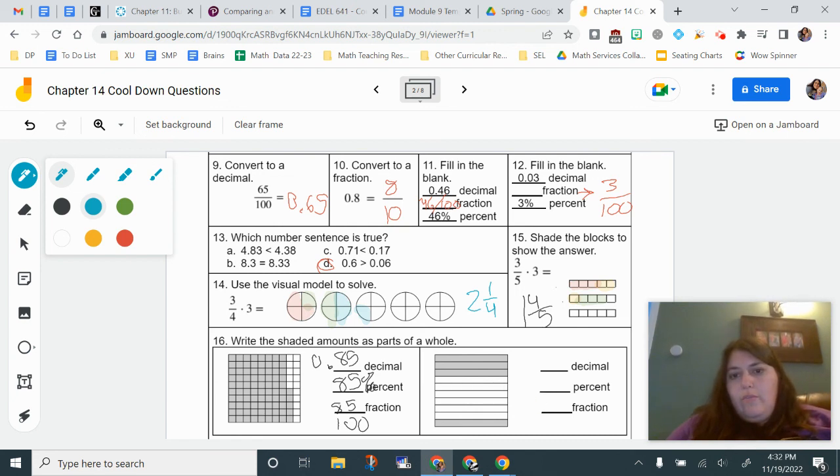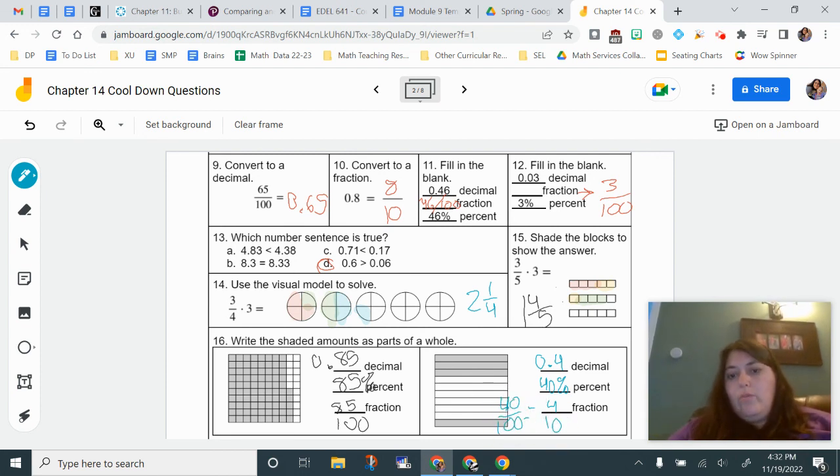Okay, and moving on to the very last question, showing this, again, base 10 values here as a decimal. So those are 4 tenths. So that's going to be 4 tenths as a decimal. 4 tenths as a percent is going to be 40%. And then as a fraction, I could just put 4 tenths, or you could put 40 100ths if you would like. Both of those are equivalent.